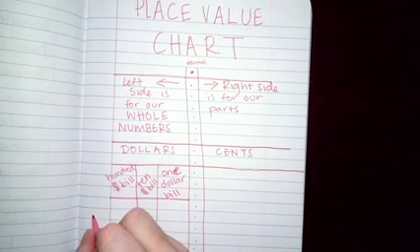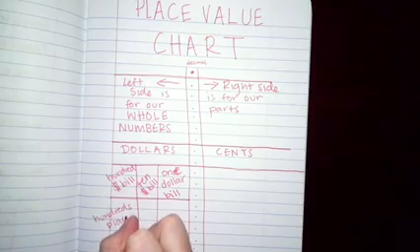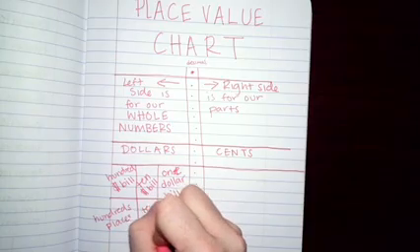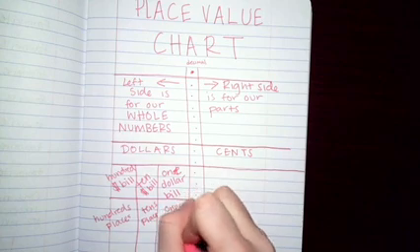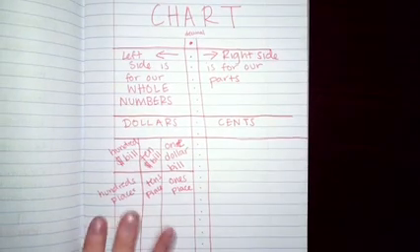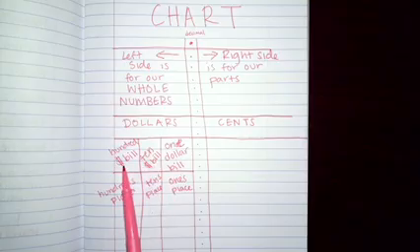Which means this is my hundreds place. This is my tens place. And this is my ones place. So those are our dollars, okay? And we understand that in place value, the farther we go to the left, the more value we have, all right?